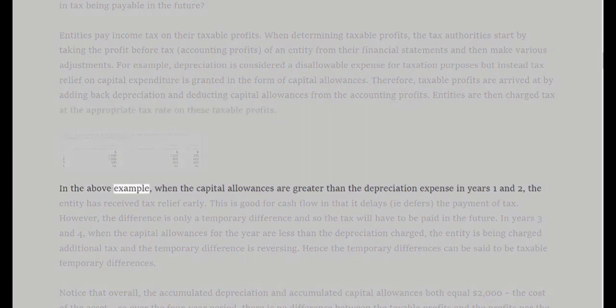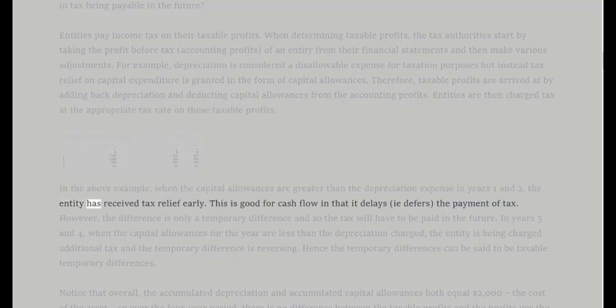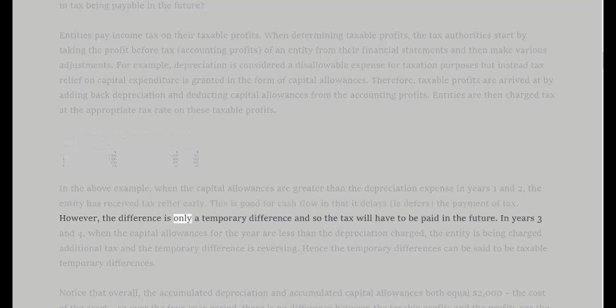In the above example, when the capital allowances are greater than the depreciation expense in years 1 and 2, the entity has received tax relief early. This is good for cash flow in that it delays, i.e. defers, the payment of tax. However, the difference is only a temporary difference, and so the tax will have to be paid in the future.